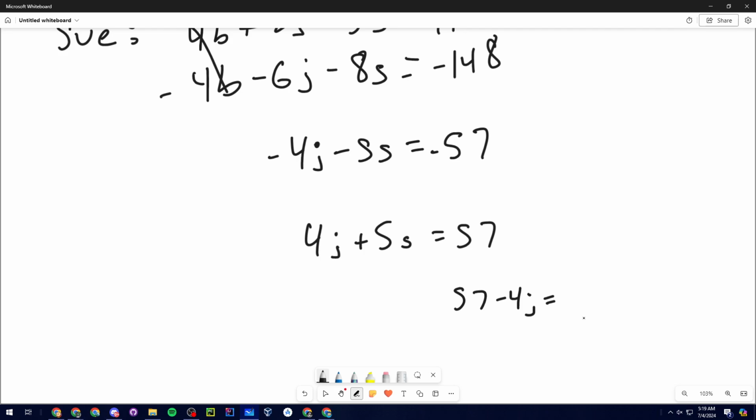No, it's not, because 57 is an odd number. So to get an even number, 4j would have to be odd. And that is impossible. Why is it impossible? Because 4 is an even number, and anything times an even number is an even number. So therefore, 57 minus 4j must end in a 5.